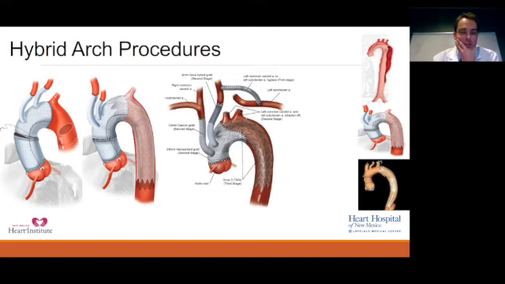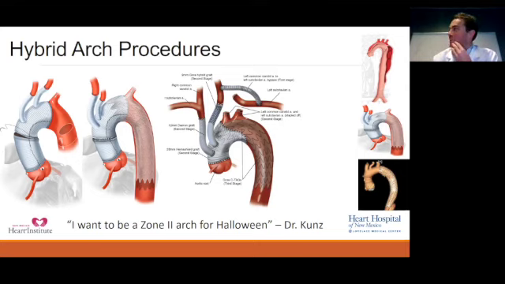It's become so common that one of my partners, I think, jokingly said, "I want to be a zone 2 arch for Halloween." So we're a team. We share our outcomes and share our patients. And so the cardiologist here, Dr. Coons, didn't know he was going to be part of the presentation. But it's one of the reasons why I love my job.